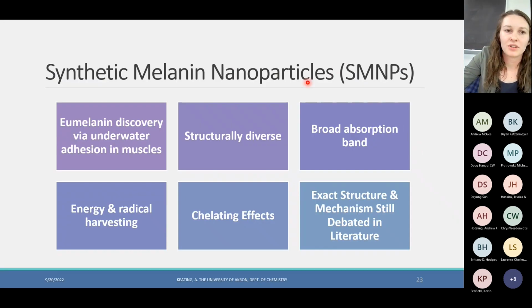Synthetic melanin nanoparticles were first discovered after eumelanin was found to have underwater adhesive capabilities in mussels. It's a structurally diverse class of macromolecules, potentially even a sixth class of biomolecules if understood well enough. It has a broad absorption band with high conjugation. Species are able to harvest radicals and exhibit chelating effects. However, the exact structure and mechanism of their formation is still heavily debated in the literature.